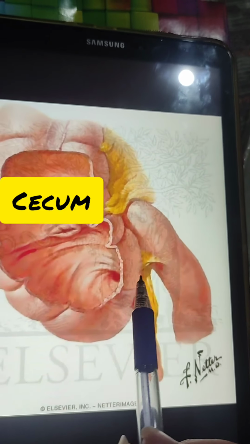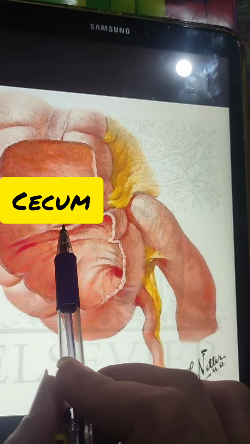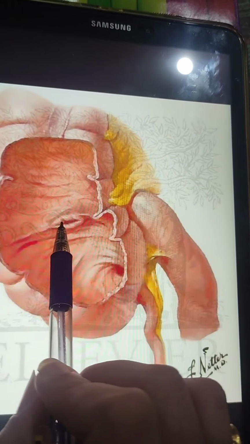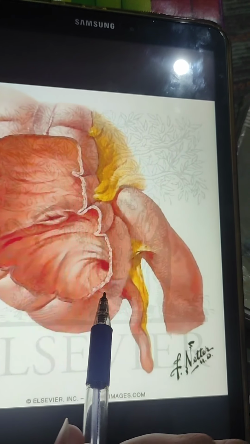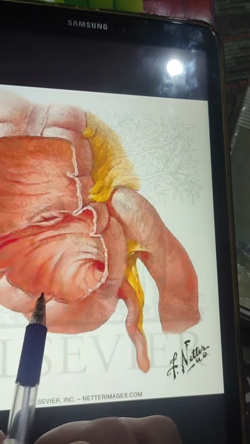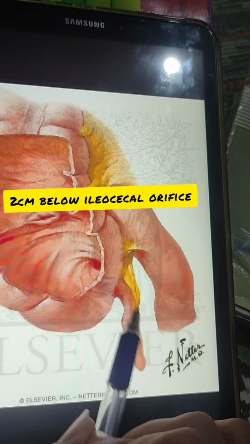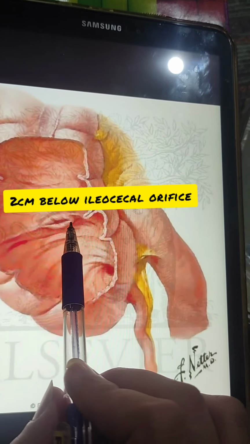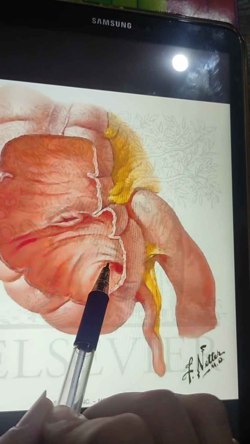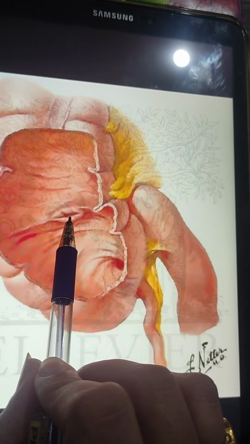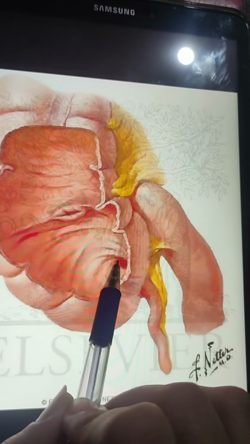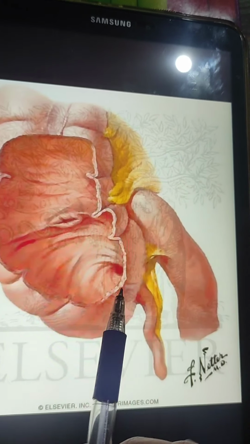This is cecum. If we dissect the cecum, we can see this is the ileocecal orifice. So it is an orifice where ileum opens into the cecum. The appendix lies 2 centimeter below the ileocecal orifice. If you measure the distance, this is orifice and this is appendix, this is almost 2 centimeters. And it is lying on the posterior side of the cecum.